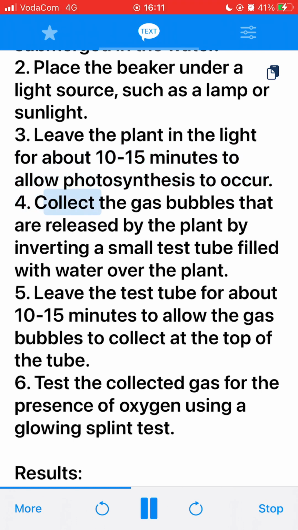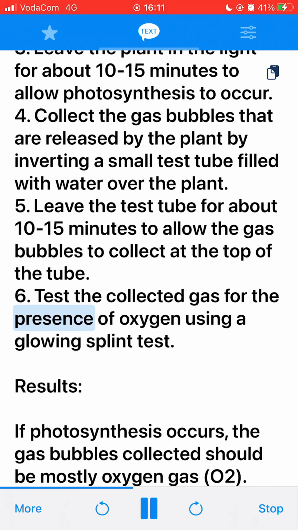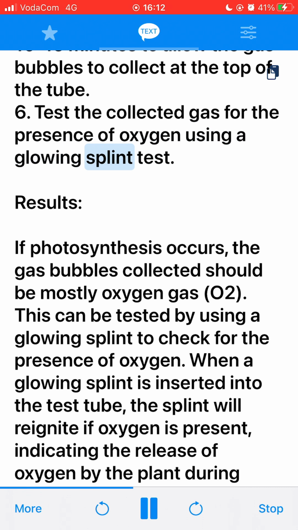4. Collect the gas bubbles that are released by the plant by inverting a small test tube filled with water over the plant. 5. Leave the test tube for about 10 to 15 minutes to allow the gas bubbles to collect at the top of the tube. 6. Test the collected gas for the presence of oxygen using a glowing splint test. Results: if photosynthesis occurs, the gas bubbles collected should be mostly oxygen gas, O2. This can be tested by using a glowing splint to check for the presence of oxygen.